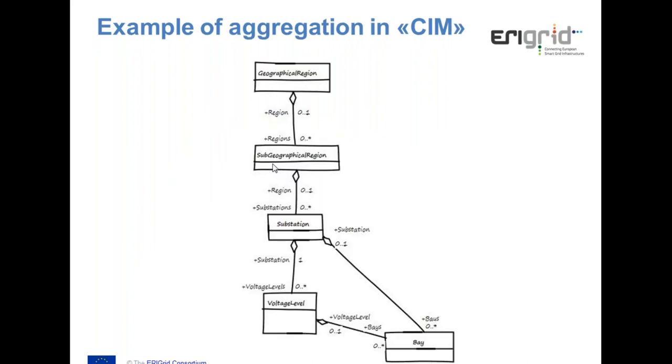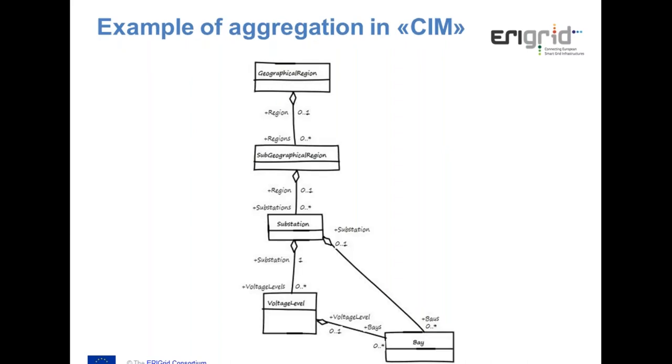Another thing which is possible to express is, for example, aggregation. So, as you see from this example, you can say that a geographical region is composed, this symbol represents the composition, of many sub-geographical regions. And the sub-geographical region contains, in principle, many substations, and each substation contains, in principle, many voltage levels, and so on. This is another thing which can be expressed in CIM UML.